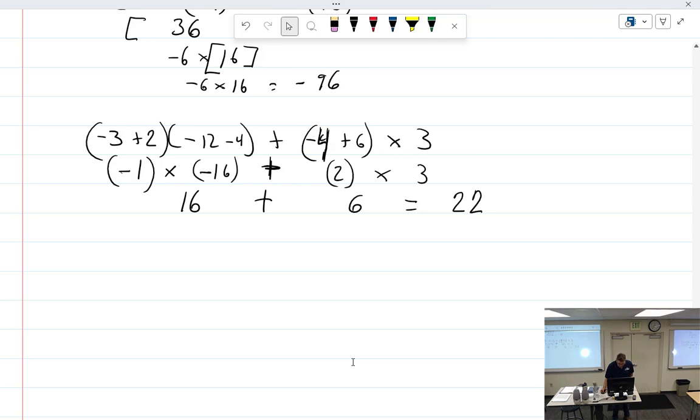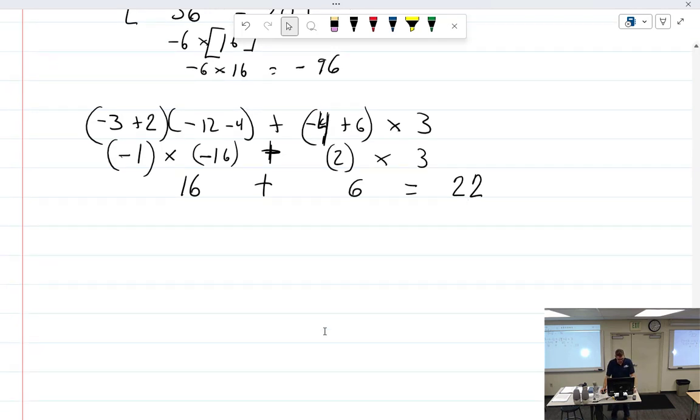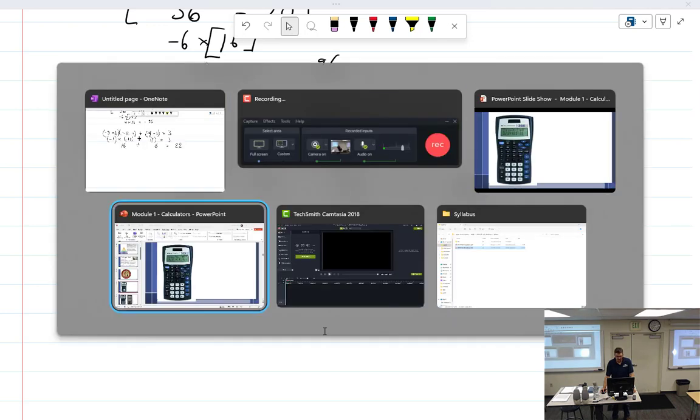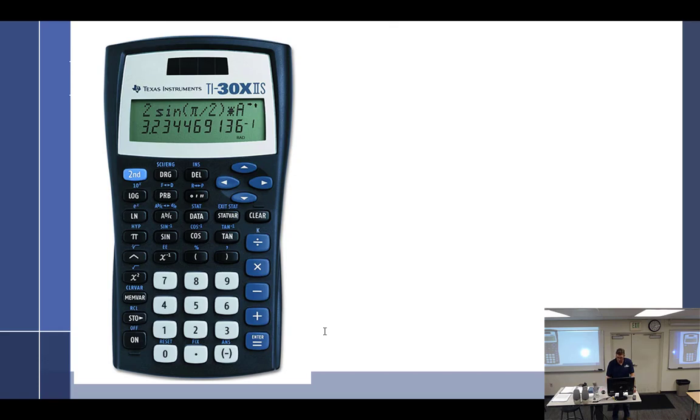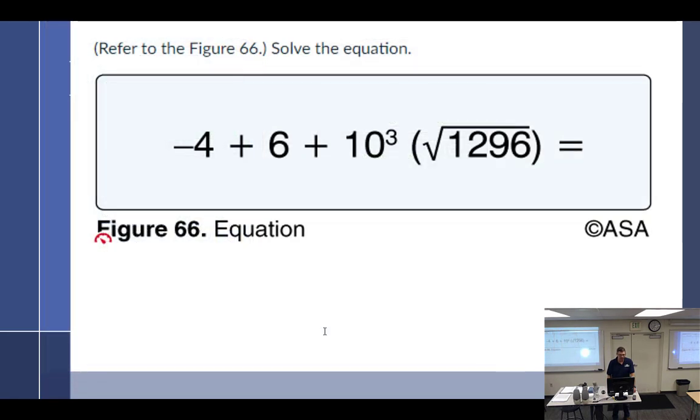All right. Let me see. I didn't write this one down, so let me see what I want. Oh, this one over here. Here we go. It just says, solve the equation. Oh, I know.